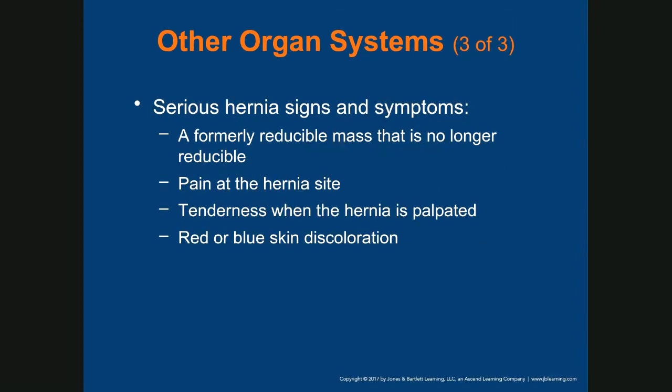Serious hernia signs and symptoms include a formerly reducible mass that is no longer reducible. Sometimes they can have what is called a reducible hernia, which is basically a hernia in which you can push the structure back through the opening. If they are not able to push it back through the opening, then we have a problem, or it can become a problem. Pain at the hernia site, tenderness when the hernia is palpated, red or blue discoloration.